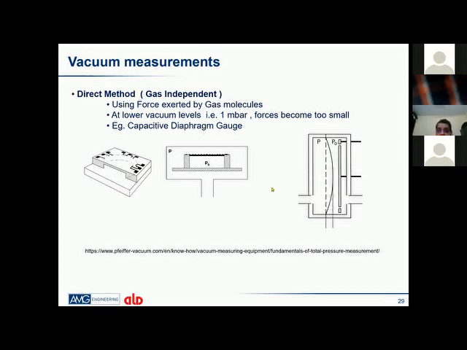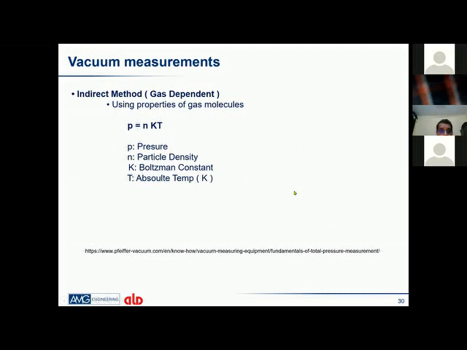So what we have seen is that we measure the vacuum level, or the pressure, because of the force. It is not about nitrogen or argon. All the gases will exert the same force at this level, so this is a gas independent system.